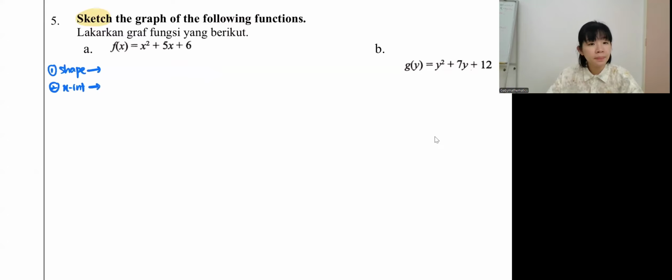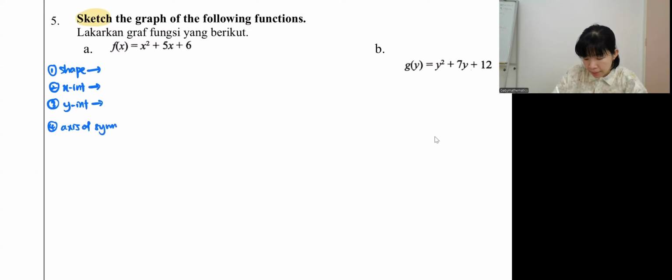Second, you must know the x-intercept, the x1, x2, where the graph touches the x-axis. Then the third point, you must know the y-intercept, where the graph touches the y-axis. Then number 4, you must know the axis of symmetry. In Bahasa, paksi simetri.